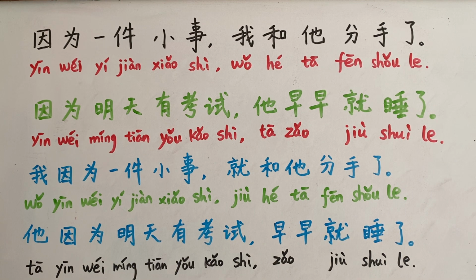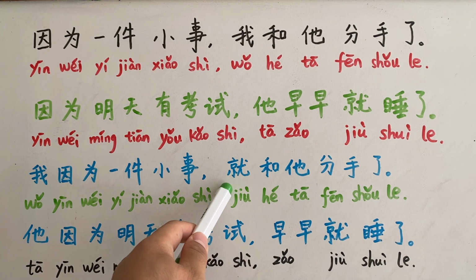This 就 is a very hard Chinese word. It has a lot of functions, just like this 了. So in this sentence 就 means we emphasize the sentence. 我就和他分手了. I, because of one little thing, broke up with him. We give that sentence a push and emphasize 就和他分手了. I don't actually know the exact meaning of this 就.